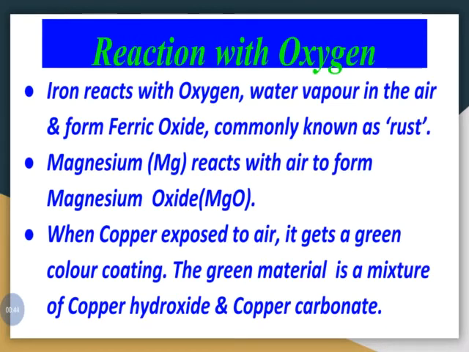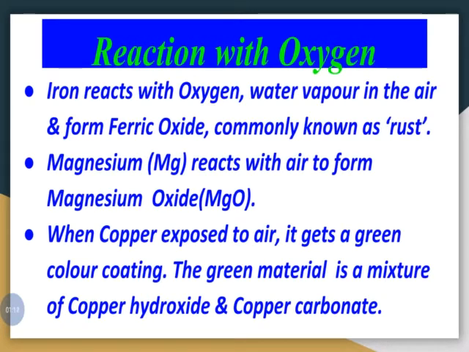We all are familiar with the process rusting of iron, right? Recall the reaction by which rust is formed. You had learned that process of oxide formation takes place here. That is, iron reacts with oxygen, water vapor in the air and forms ferric oxide. That's what we commonly call as rust. That is, rusting of iron.